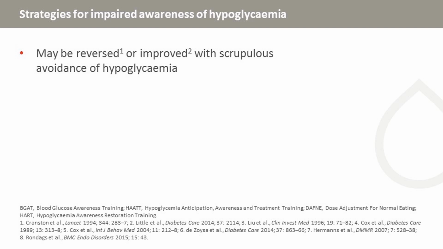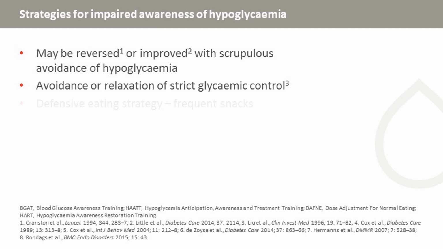Now, just a quick slide on impaired awareness. It theoretically can be reversed, and the studies have shown this, that you can reverse it or improve it with scrupulous avoidance of hypoglycemia. Extremely difficult to do in routine clinical practice. Obviously, if you relax control and push the hemoglobin A1C up, often the symptoms will respond and return.